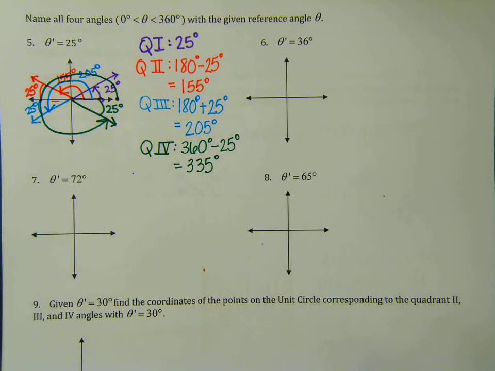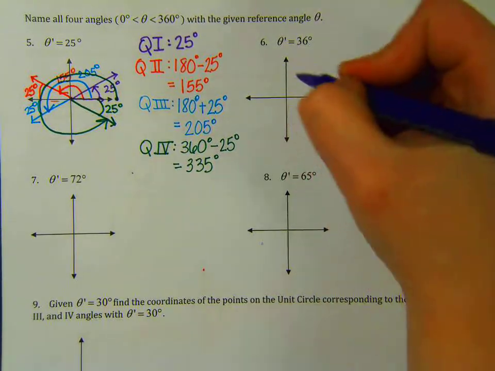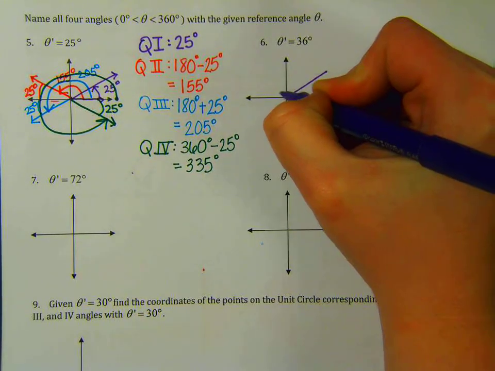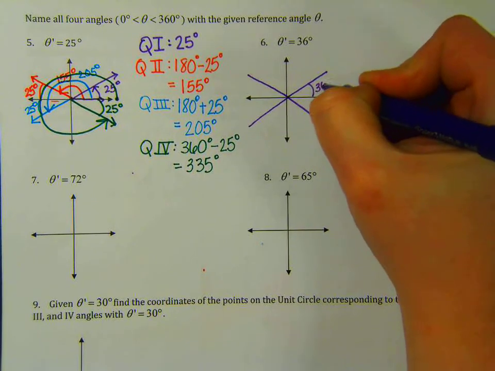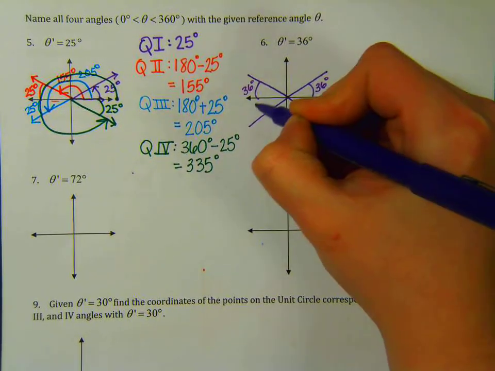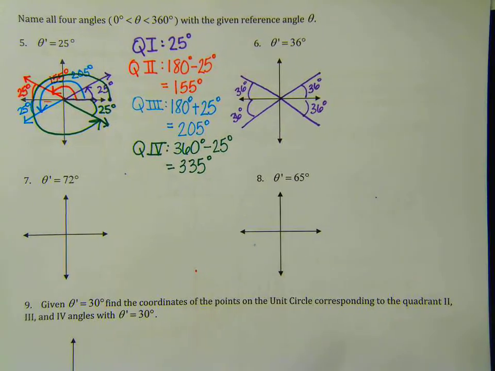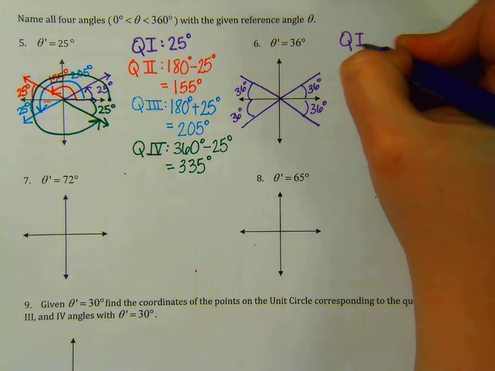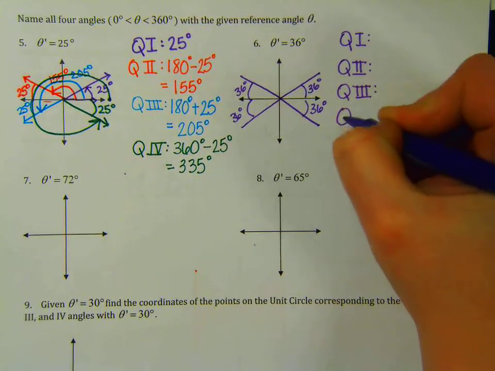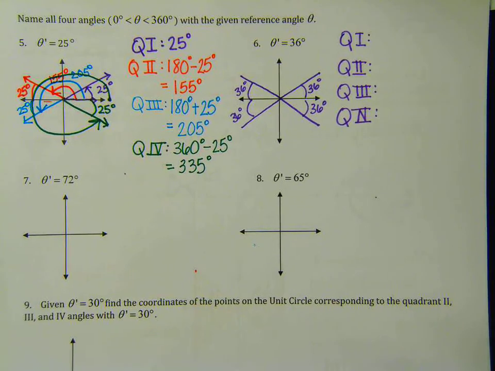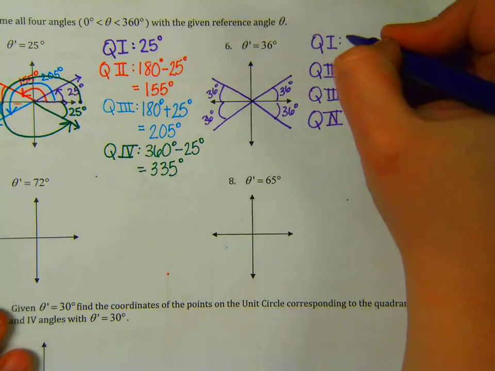My suggestion for these problems, if they're asking for all of those angles, is to start off by making your bow tie in each of the quadrants. So if we wanted to do number 6, start off by making 36 degrees. So I know that this is 36 degrees all the way around, and I just have to do the math after that. Set it up the same way, Q1, Q2, Q3, and Q4. So in Q1, it's always the reference angle that they give you because it's its own reference angle.